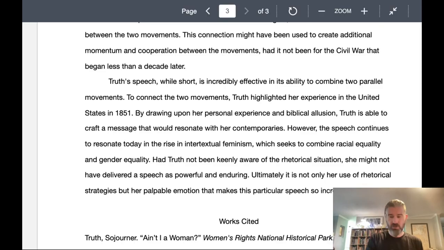Truth uses biblical allusion because people in the audience would have been of that religion. Truth uses rhetorical questions to call attention to who she is and point out a sort of logical flaw in maybe the arguments that other people are making.